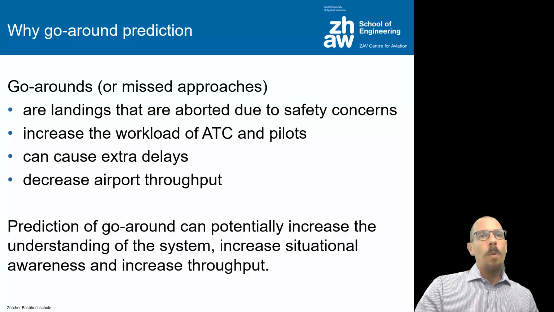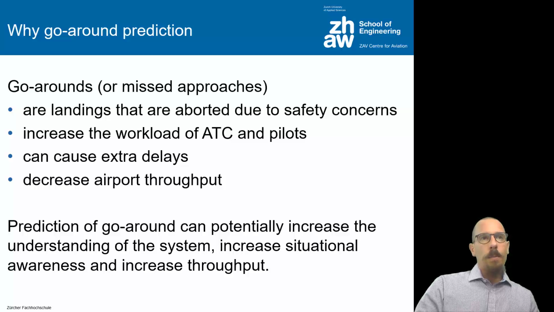Now, first off, why is it interesting to predict a go-around? A go-around is a missed approach or a landing that has to be discontinued, usually because of safety concerns. And go-arounds increase the workload for air traffic controllers and for pilots. They can also cause additional delays and can decrease the airport throughput.